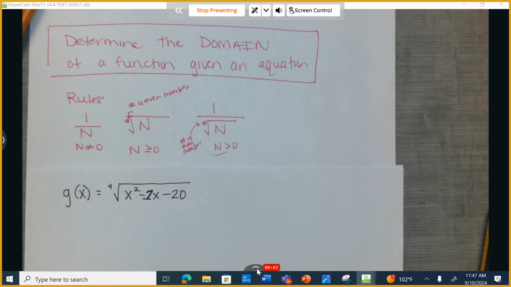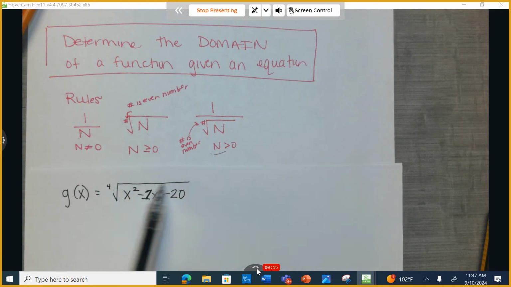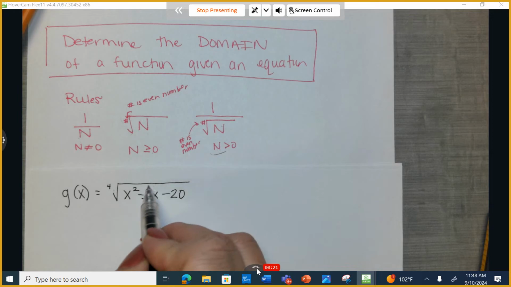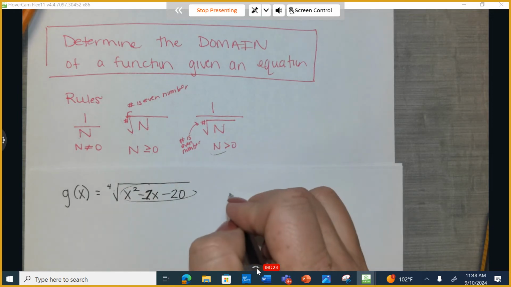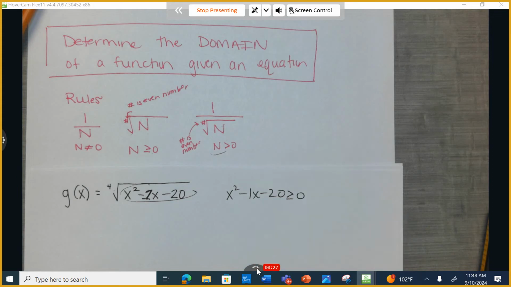Let's take a look at this first example. We are on Unit 3, Lesson 2, determining the domain provided with the equation of a function. So I'm looking at the three rules here, and I can see that we do have a radical. It has a positive nth root, and it is in the domain, and for that reason I need this portion to be greater than or equal to 0. X squared minus 1x minus 20 has to be greater than or equal to 0.